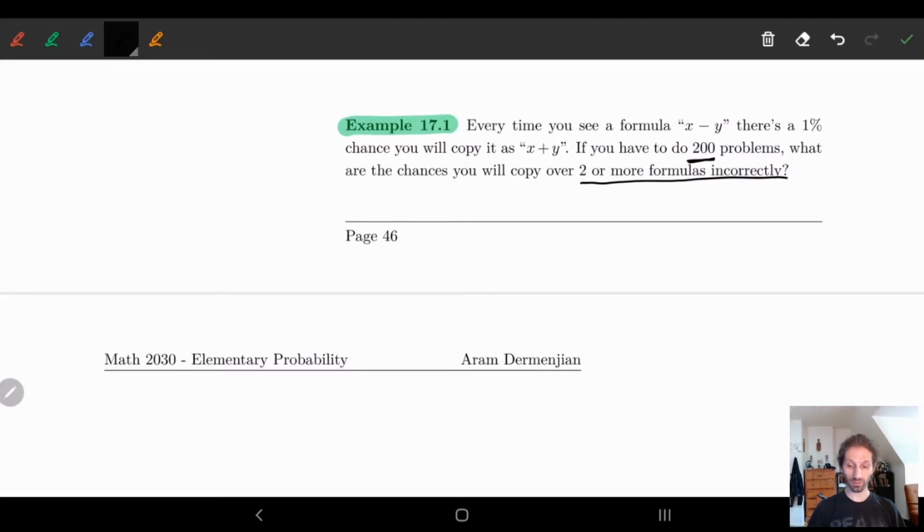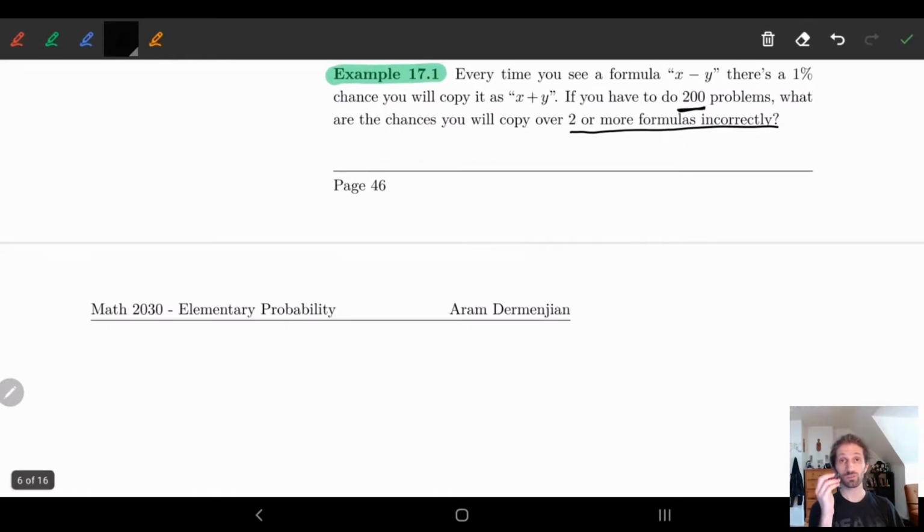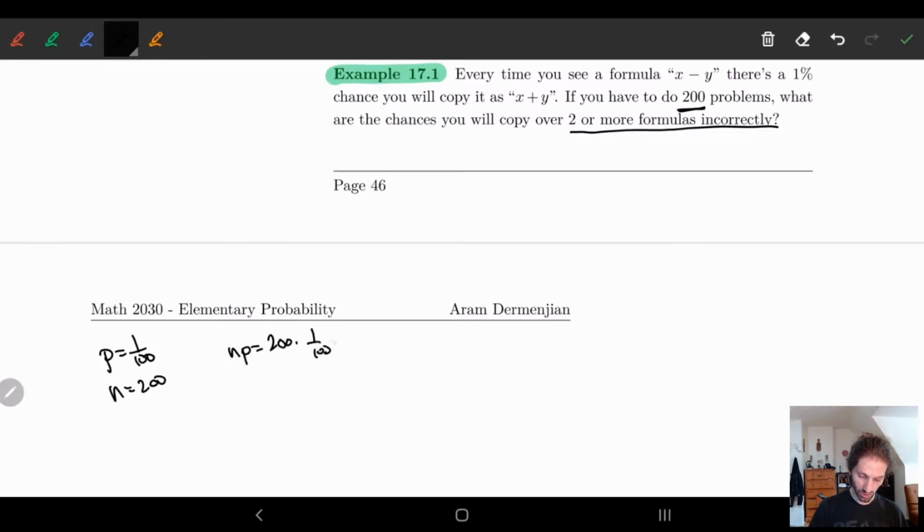So one thing to note here is every copy is independent. So every time you copy something, it's independent. We know that p is equal to 1 over 100. So let's write this down, 1 over 100, right? Because we have a 1% chance. We know n is going to be 200. Notice how np in this case is 200 times 1 over 100, which is equal to 2, which is close to 1. It's not too bad. But the expected value is 2. So we're expected to kind of fail 2 times.